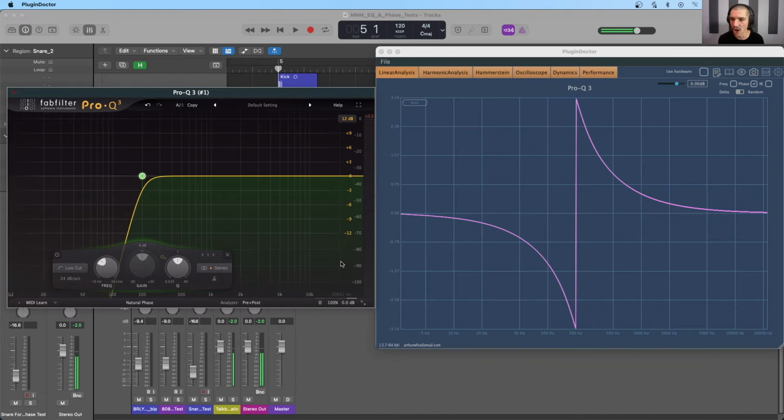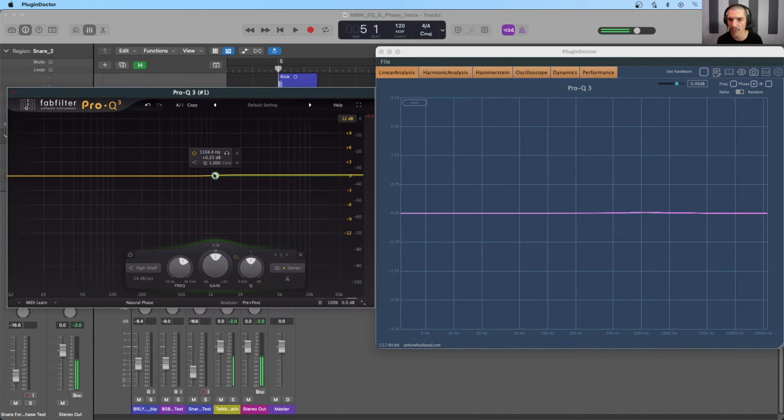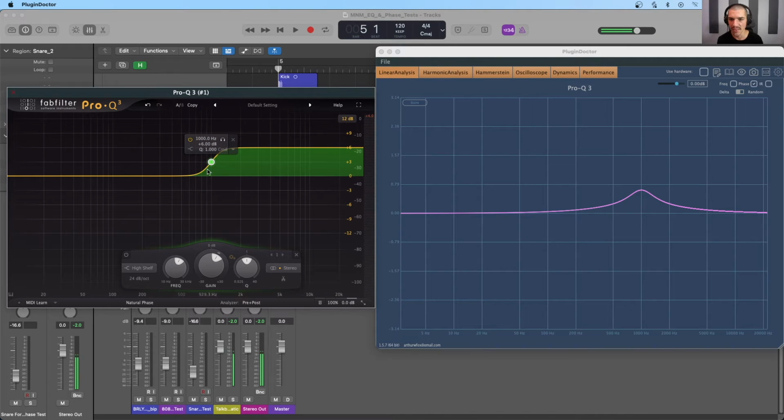All right, moving on beyond filters, let's quickly have a look at shelves. So we'll start with a high shelf here. Let's go up to 1000 Hertz and let's give a boost of say 6 dB. So here we see that at the corner frequency of this high shelf filter, we have a phase shift of, I would call that maybe 37.5.